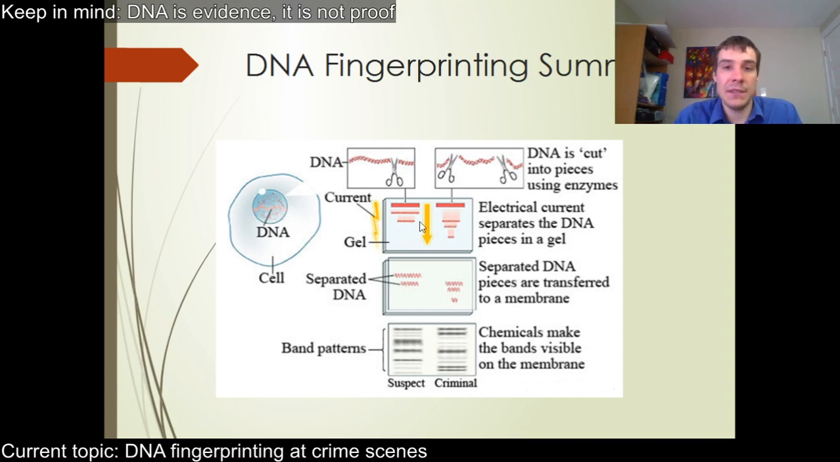Different people get different sizes, and then they move down the gel. Bigger chunks get left behind. Smaller chunks go further, and then different people have different bands. So if you had a suspect and then the criminal's DNA at a crime scene, this wouldn't be the person because the restriction enzymes have cut up this person's DNA differently than this person's DNA. So a different kind of DNA.